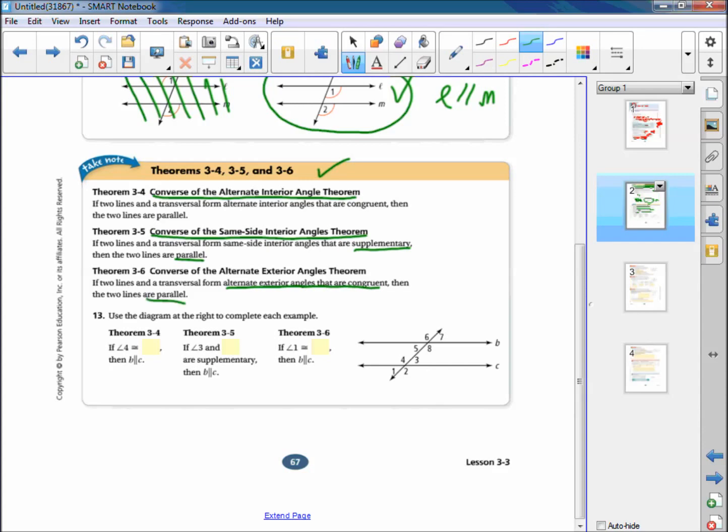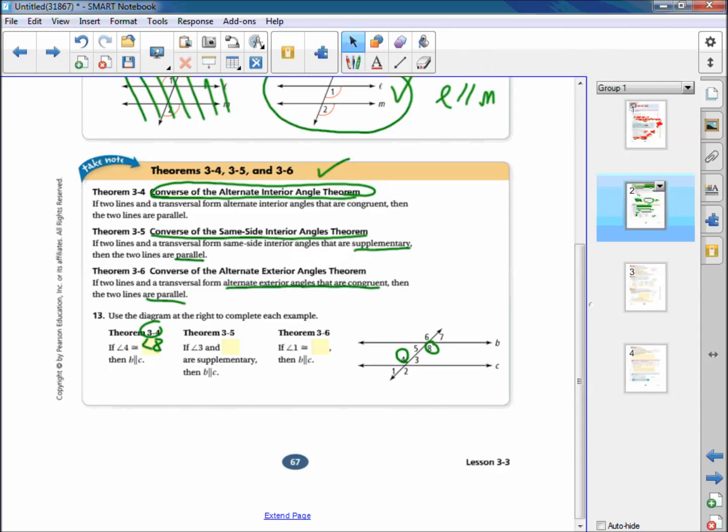So we're just going in reverse of the three we learned last time. All right, use the diagram at the right to complete each example. So if angle 4 and angle something, then the lines are supposed to be parallel. Now this is based on 3.4. So 3.4 was the converse of the alternate interior angles. So we need to find 4's alternate interior. So this is 4, the alternate interior would be 8. So if 4 and 8 are congruent, then B and C are parallel.